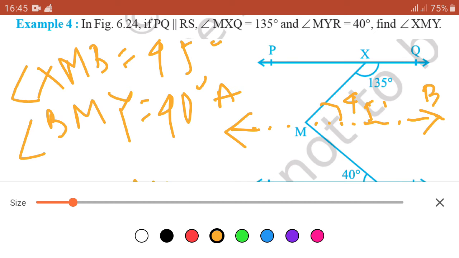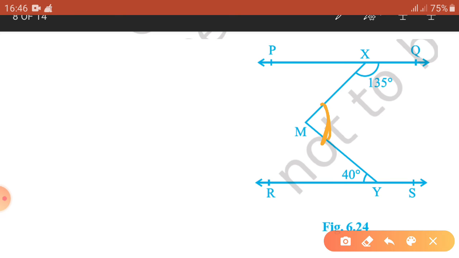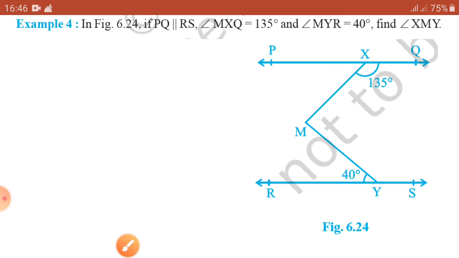Got it? So what we have done: at first we made a line AB here. Then we had to find out the value of this angle. If we got this angle, then we need to find out this total angle. So this angle is 45 and this angle is 40, so we got 85 degrees for XMY, this angle. Got it? Now go to the next example.